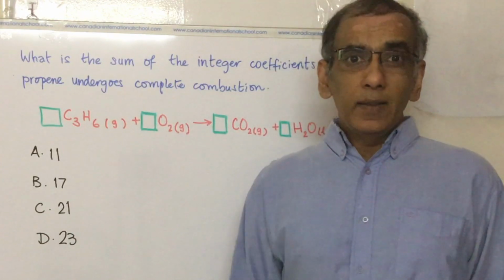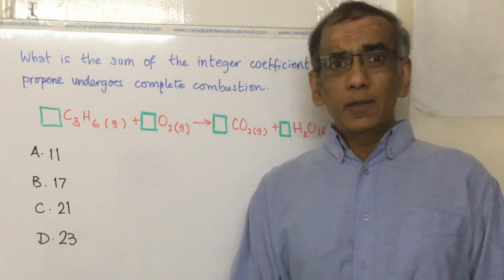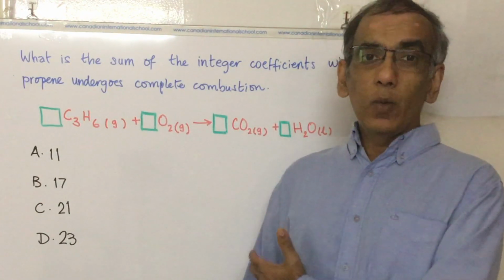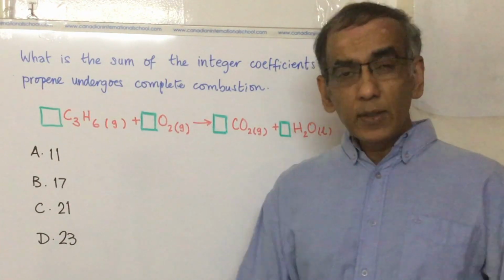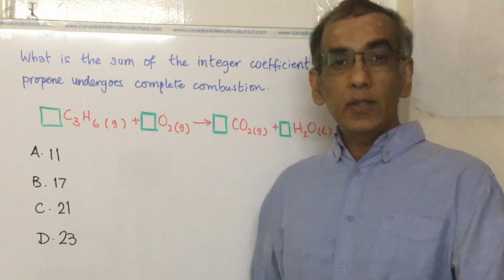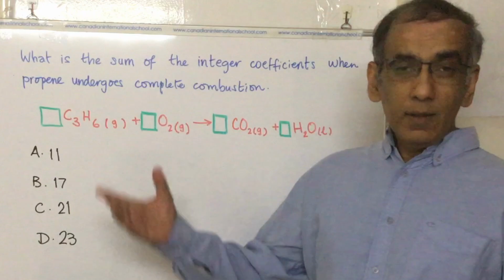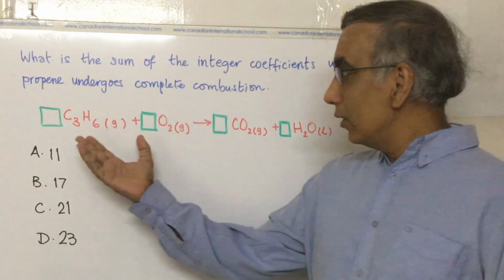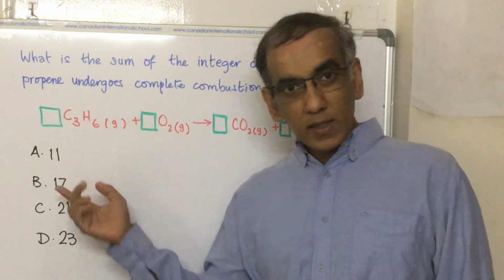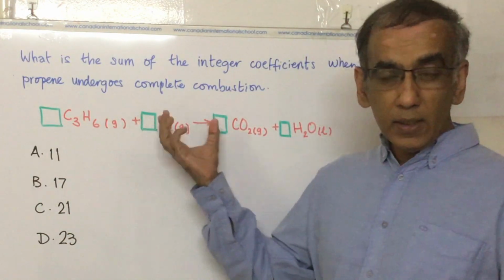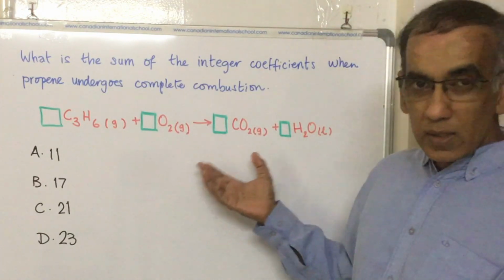Hello and welcome again as we look at yet another multiple choice question for IB Chemistry. This one deals with topic 1, Stoichiometry, and it deals with a topic that is generally familiar to students before they enter into IB Chemistry. Balancing of a chemical equation. As you can see here, you've got C3H6 propene undergoing combustion, burning in oxygen to produce carbon dioxide and water.